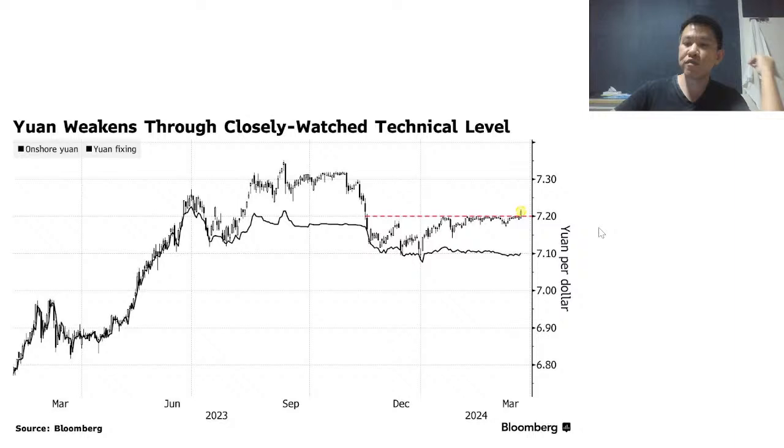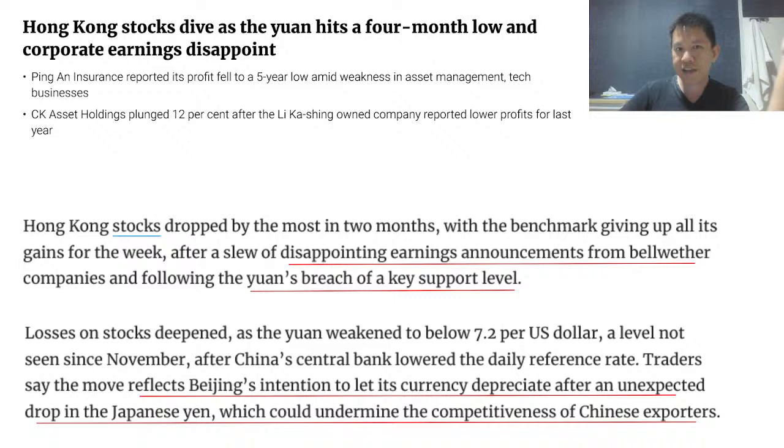Then secondly is due to fundamental reasons. So we saw the Hang Seng index down 3%, Hang Seng Tech down 4% because earnings were disappointing. Yesterday I covered with you all the Ping An results. So they maintained dividends, which is good news, but the news headlines showed that profit fell to a 5-year low. Also, investors were disappointed with the earnings announcements from bellwether companies like blue chip stocks within the index. Plus the yuan breached below the key support level of 7.2. So this reflects Beijing's intention to let its currency depreciate after an unexpected drop in the Japanese yen.